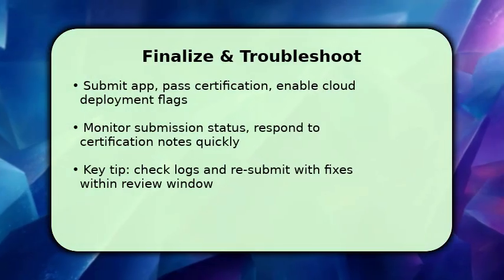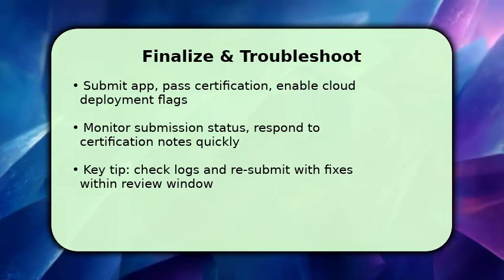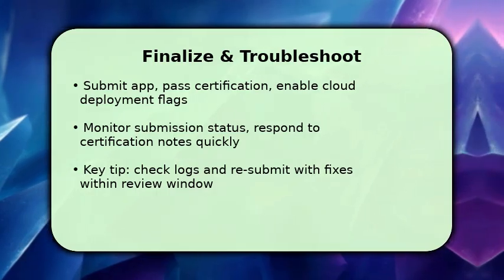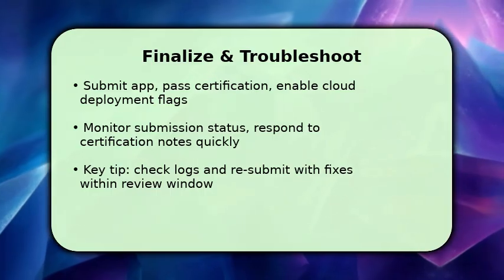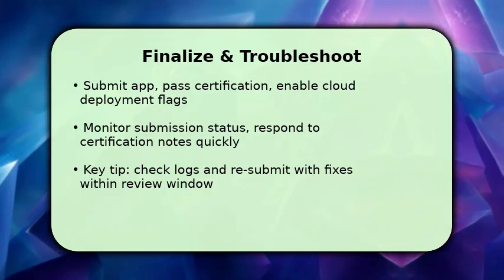Finish by submitting your title for certification and enabling cloud deployment flags so Xbox Cloud Gaming can host builds. Monitor the submission status in the dashboard, respond promptly to any certification notes, and upload revised packages as required. Make sure build ID match what the entitlement request expects.